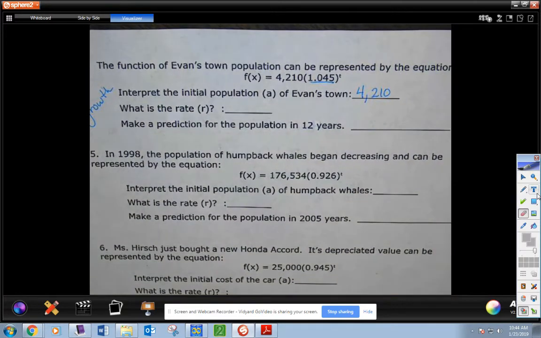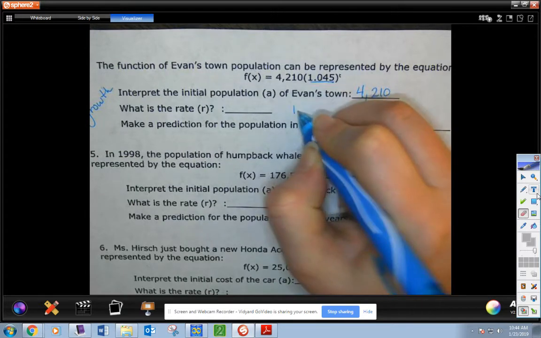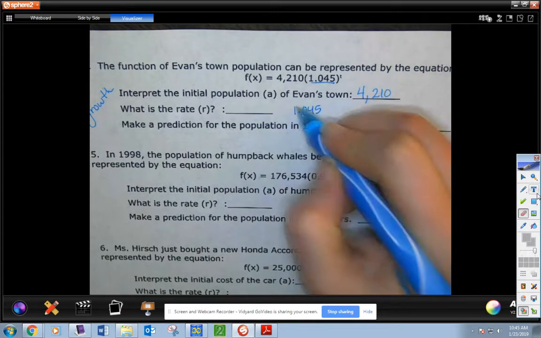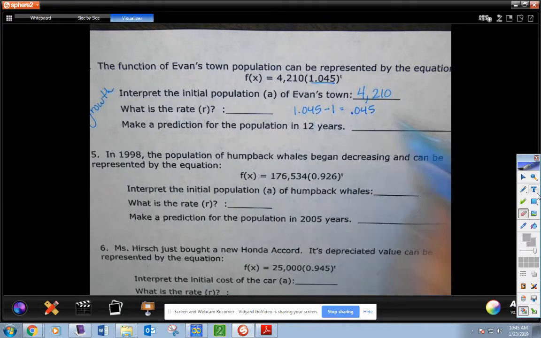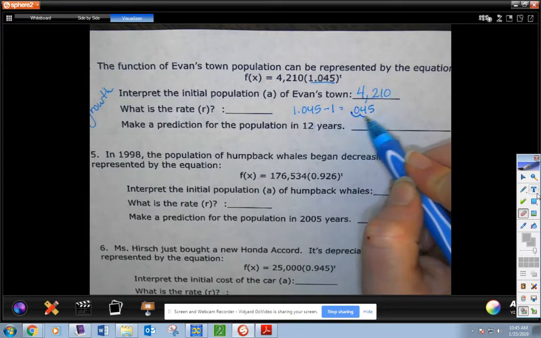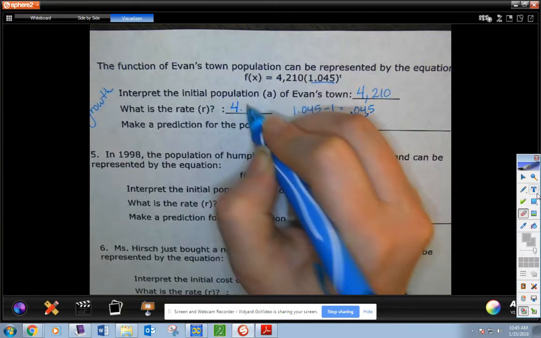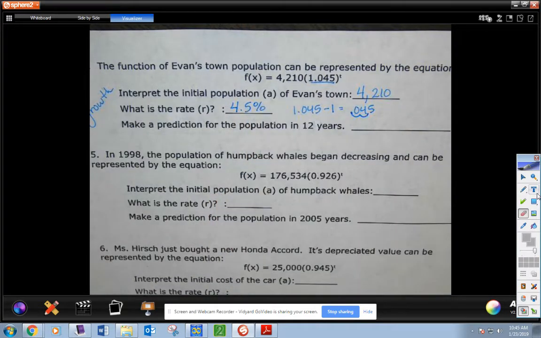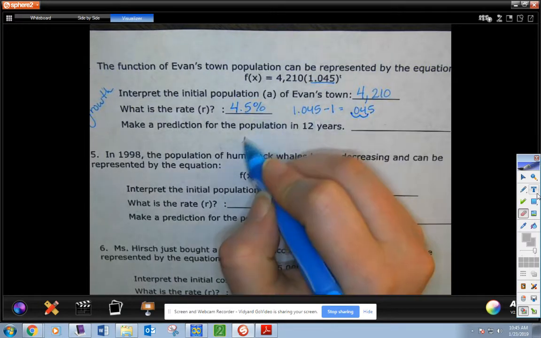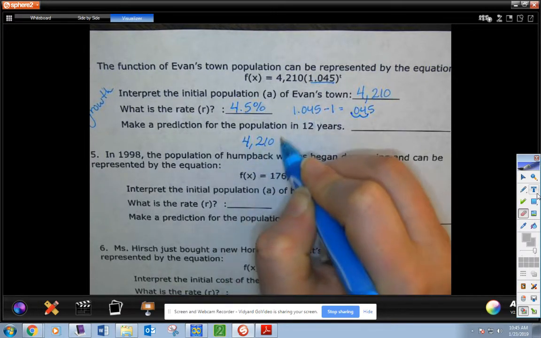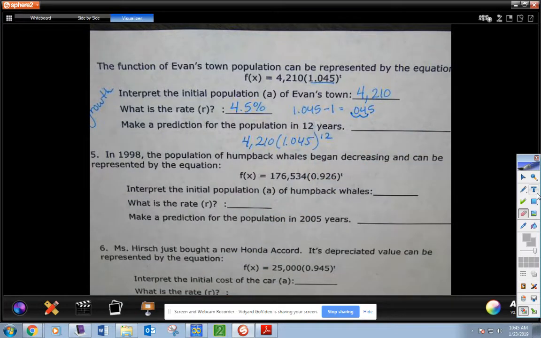To find my rate, right now the growth factor is 1.045, so I need to take this 1 away, which gives me 0.045. And then I have to convert this back to a percent, so I move it 2 to the right this time. And that gives me a growth rate of 4.5%. Okay, to make a prediction for the population in 12 years, you're just going to take your original equation, don't change anything, and put it to the 12th power.